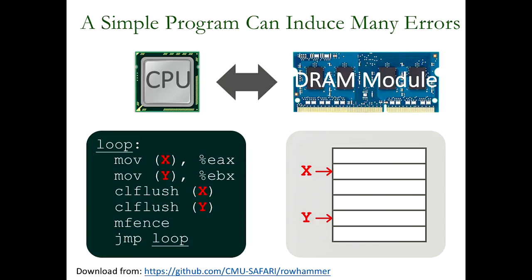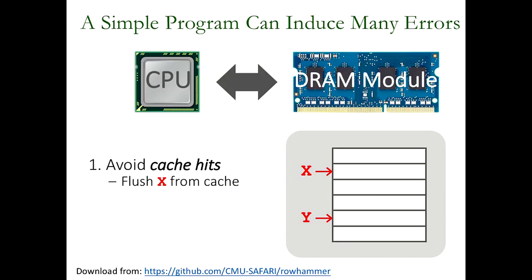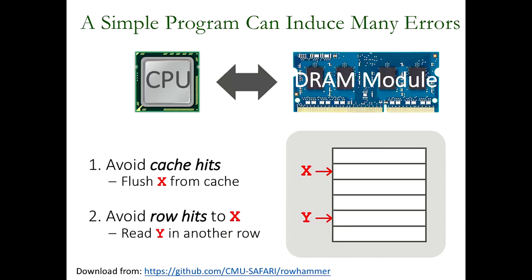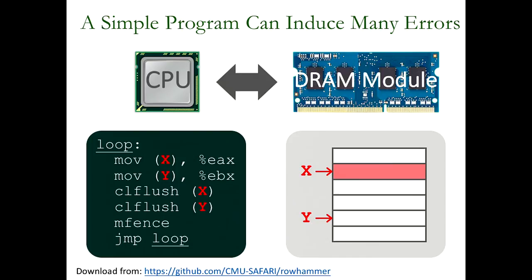And what this code does is, basically, you need to do this hammering inside a memory bank. To be able to do that, you need to bypass the caches. That's what these cache flushes are all about. You need to avoid cache hits, so by flushing X from the cache, and you need to avoid row hits to X by actually reading Y in another row. Remember, there's a row buffer. The row buffer is essentially another cache at that level. So you need to bypass all the caches to induce this effect. That's why you have these cache line flushes and also reading another row.